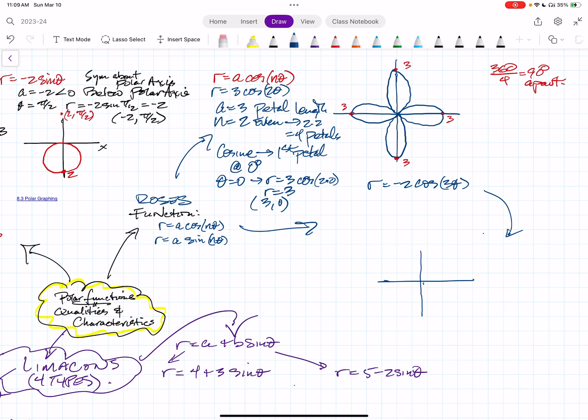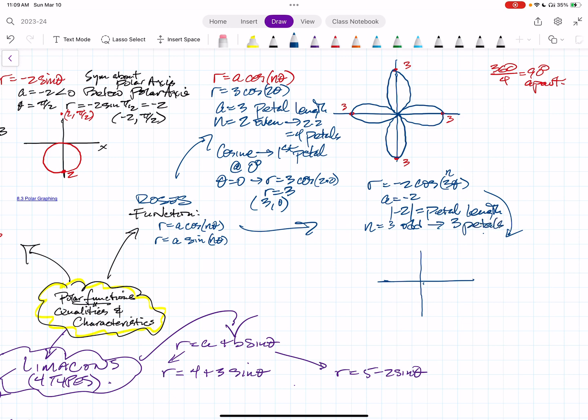Okay, now n may be odd. In this one here, n is 3, a is negative 2. So again, you take the absolute value of negative 2, and that gives you a petal length. So we have our petal length right there at 2. N is 3 though, this changes things. So n is 3, that's odd. And now we only have 3 petals.